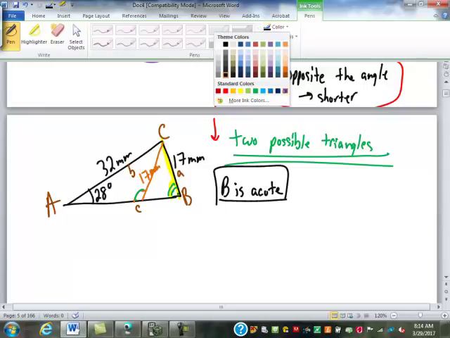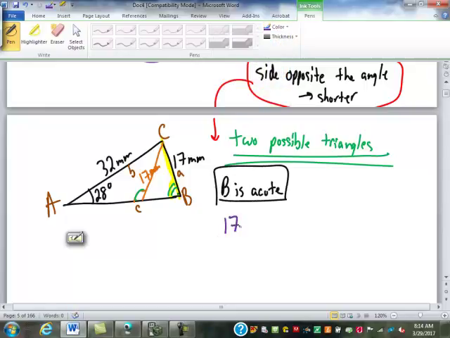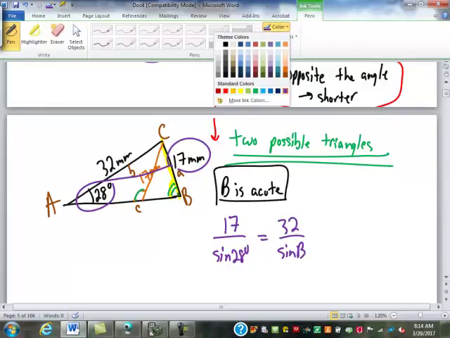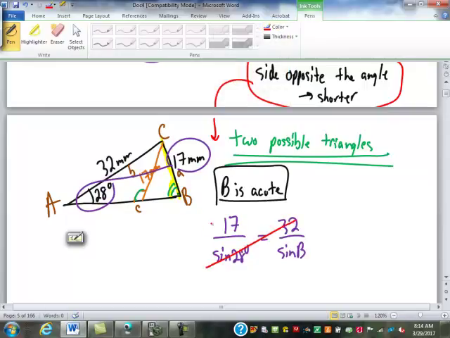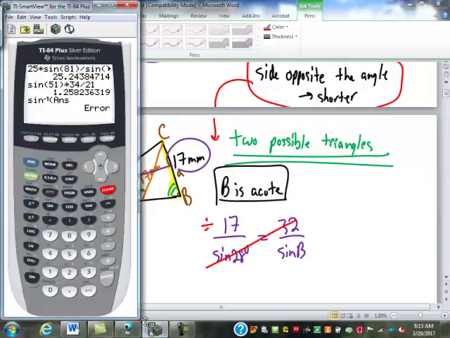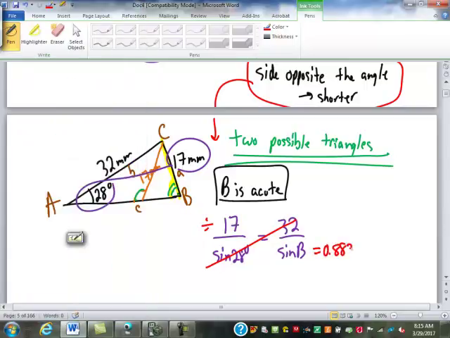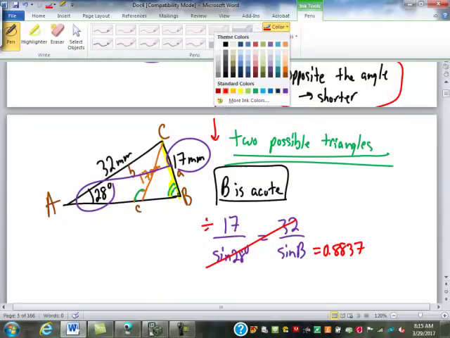So doing that, we have 17 over the sine of 28 degrees. That's 17 and the opposite angle is 28 degrees. Equals 32 over the sine of B. So we cross multiply and divide here. Sine of 28, make sure you close your parentheses, times 32 divided by 17, 0.8837. So the sine of B is 0.8837.